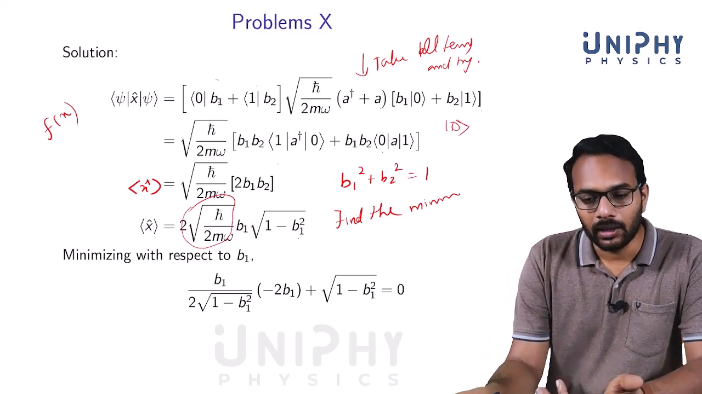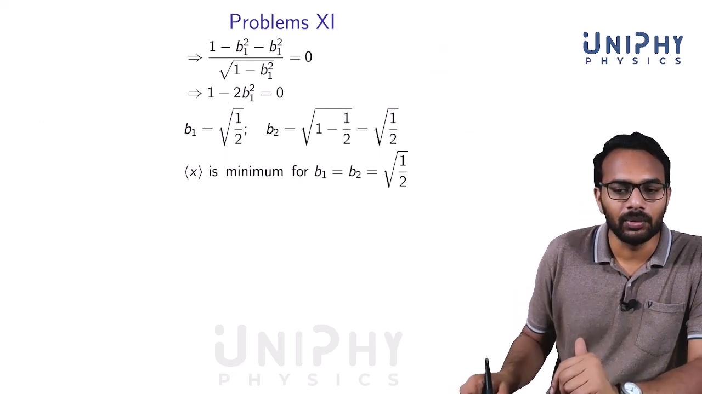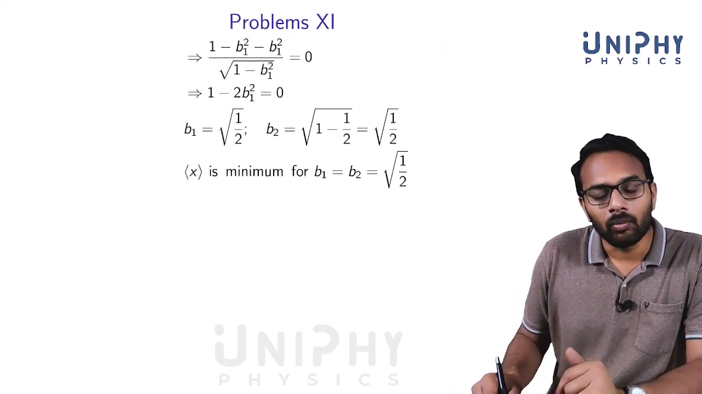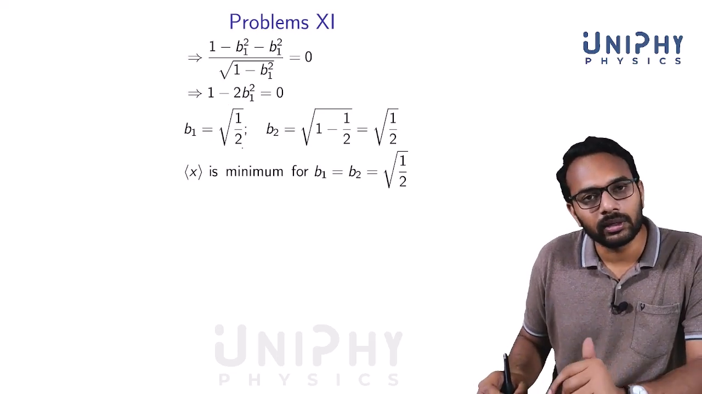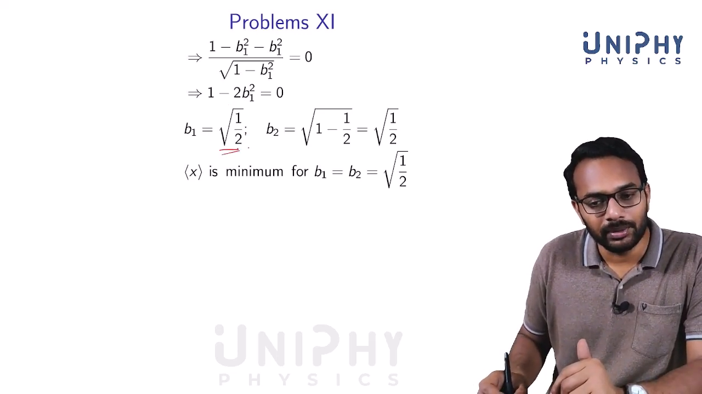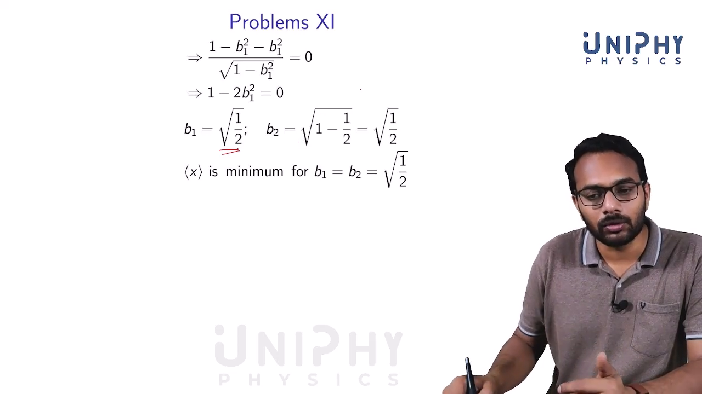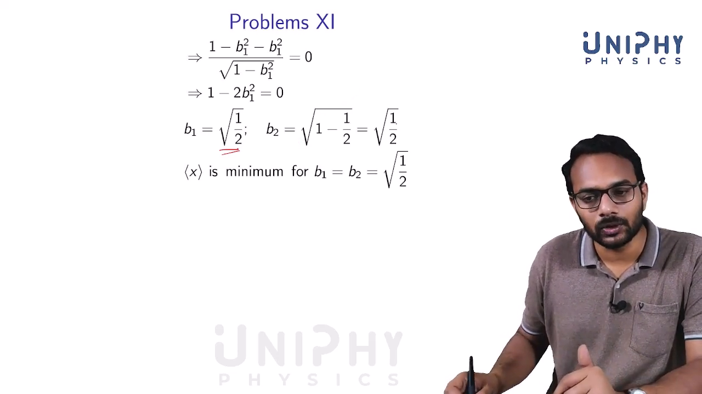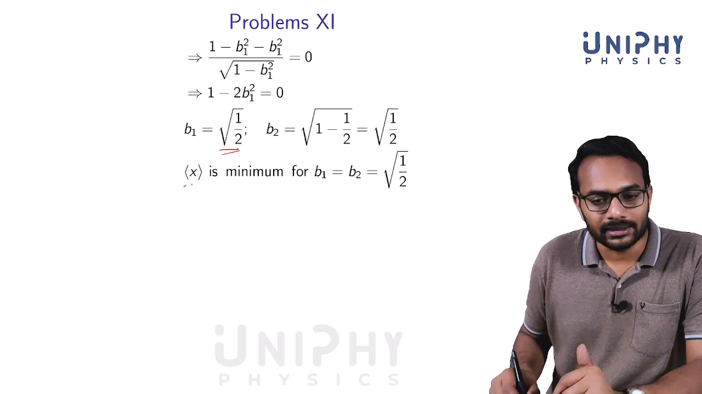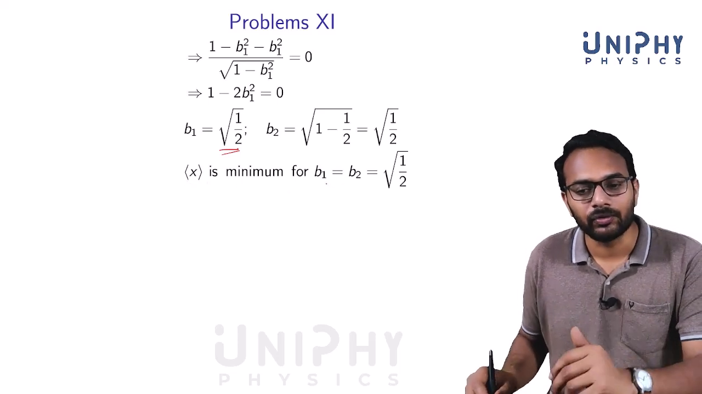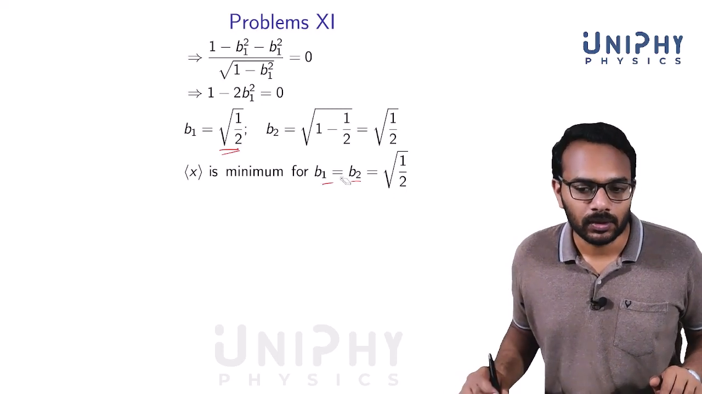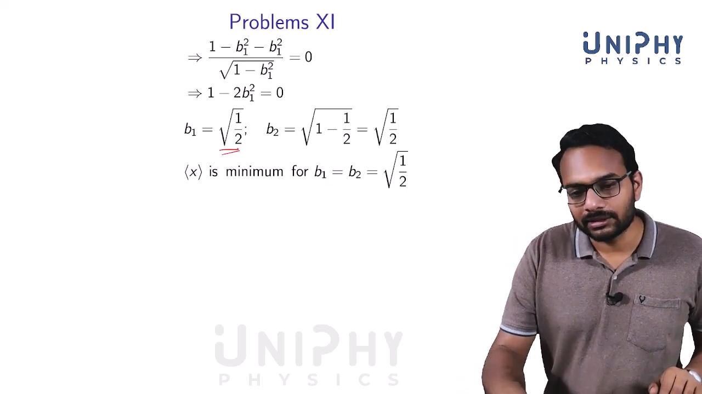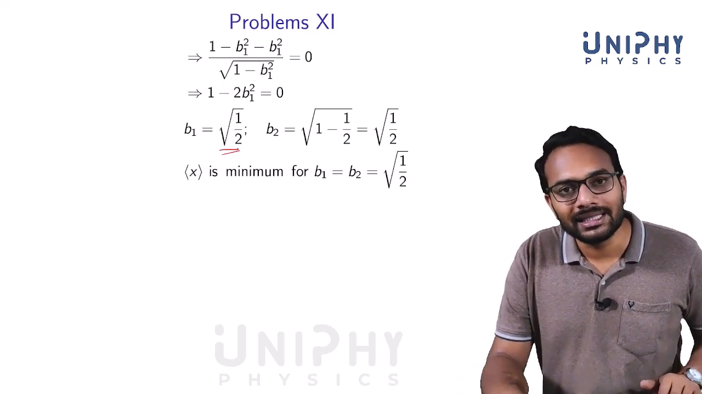Now you just solve this equation for b1. You see that 1 minus 2 b1 square is equal to 0, or b1 is equal to square root of 1 by 2. Once you find b1, b2 is equal to square root of 1 minus b1 square, which is also square root of 1 by 2. So the expectation value of x has to be a minimum for b1 equal to b2 equal to square root of 1 by 2. That's the answer.